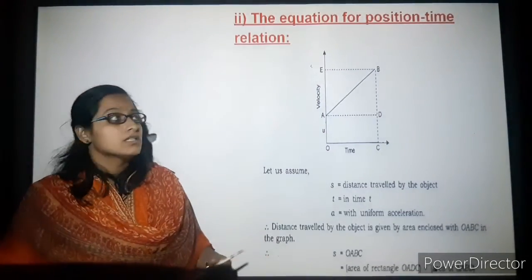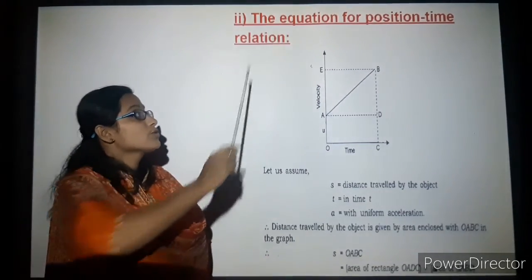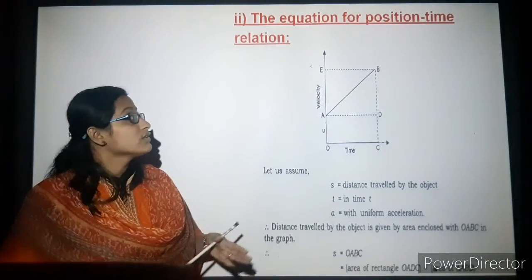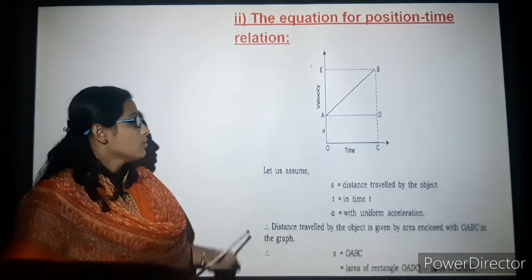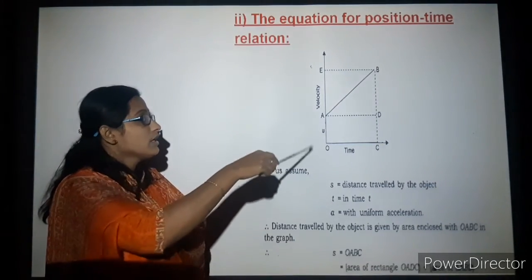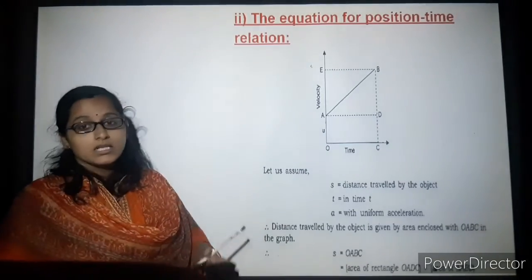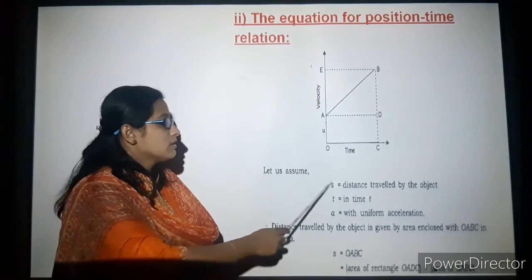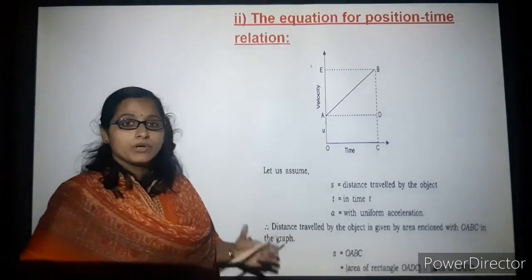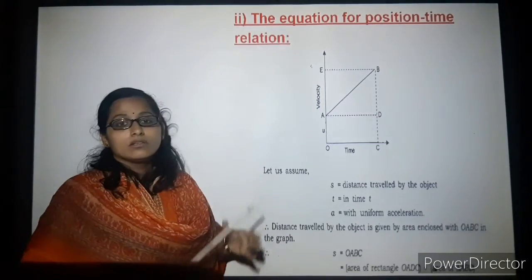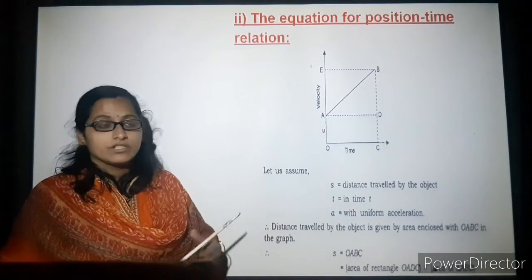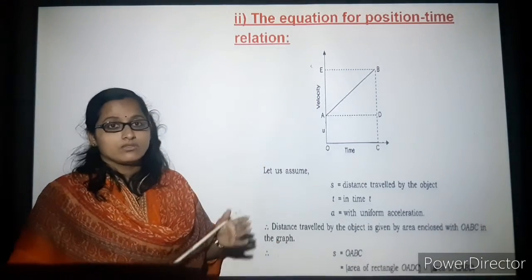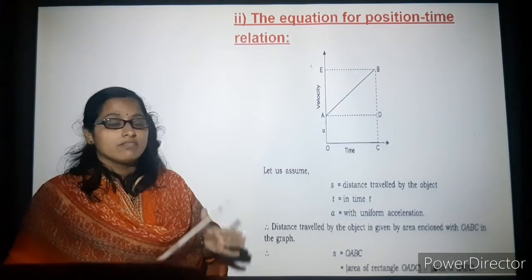So coming on to the next derivation, it is with respect to the equation of position-time relation that we have seen previously with respect to the position-time graph. So the same trapezium we will be drawing, and with the same graph we will be proving it. Let us assume that S is the distance travelled by a particular object, T is the time, and A is the uniform acceleration that you have previously seen with derivation 1.